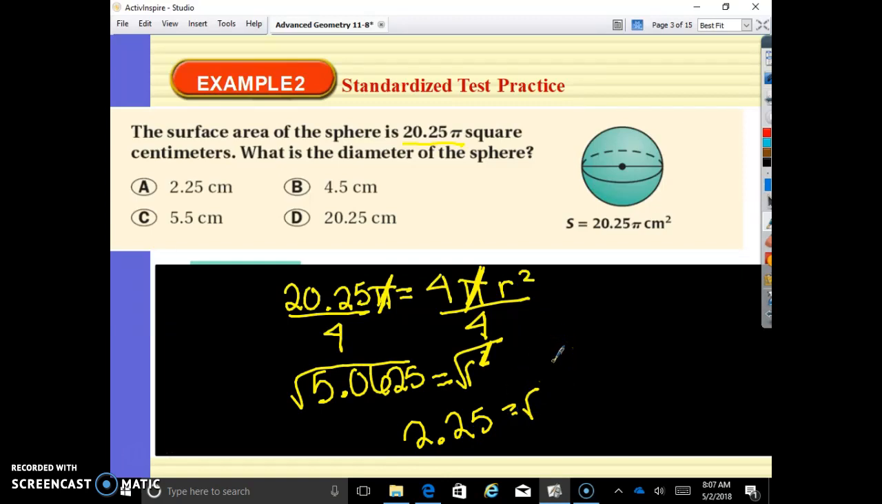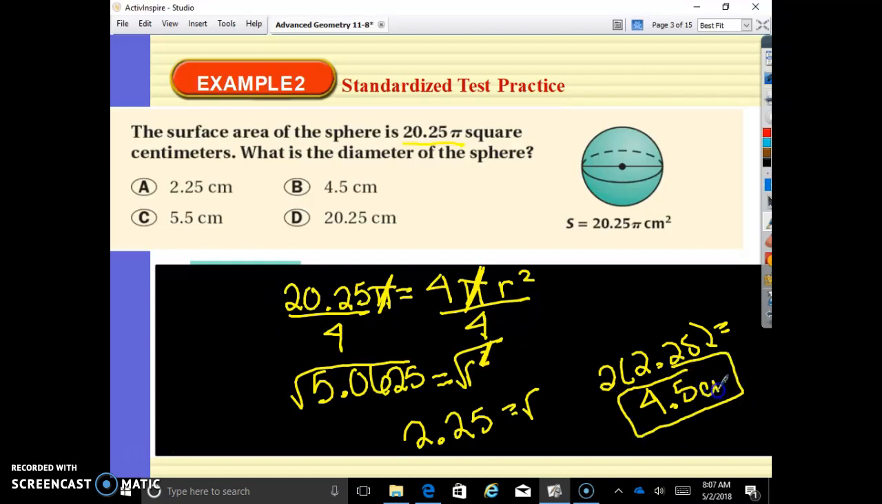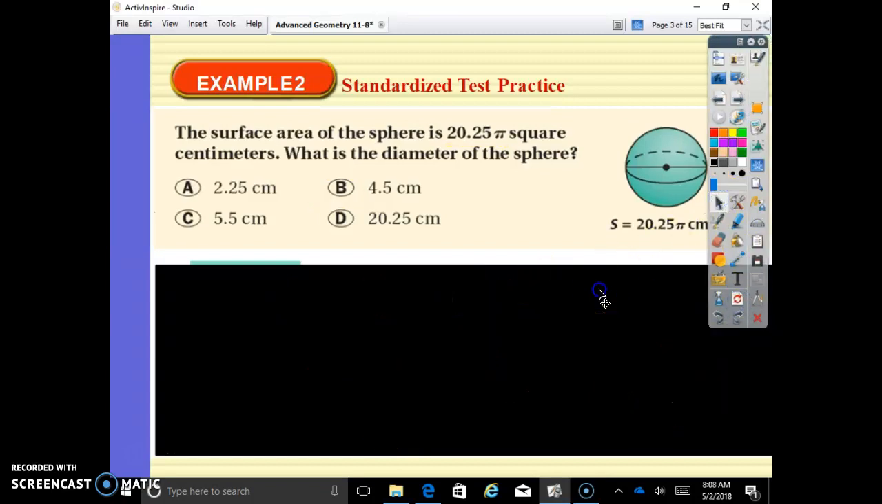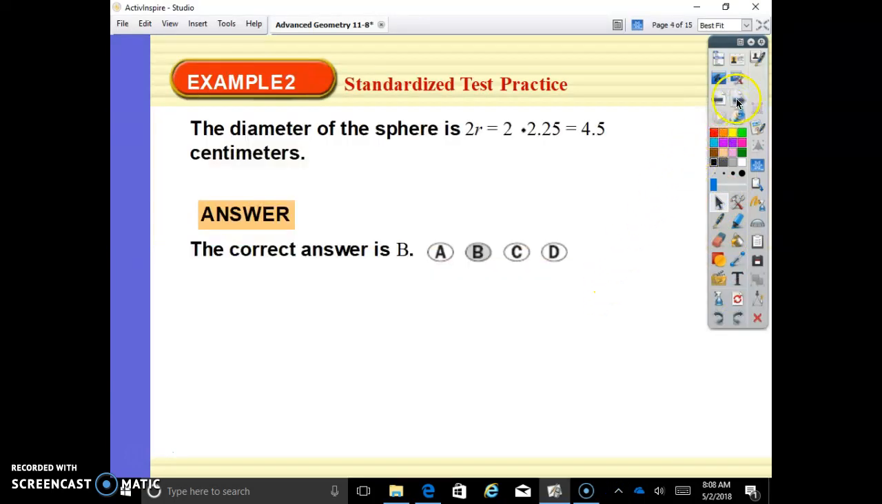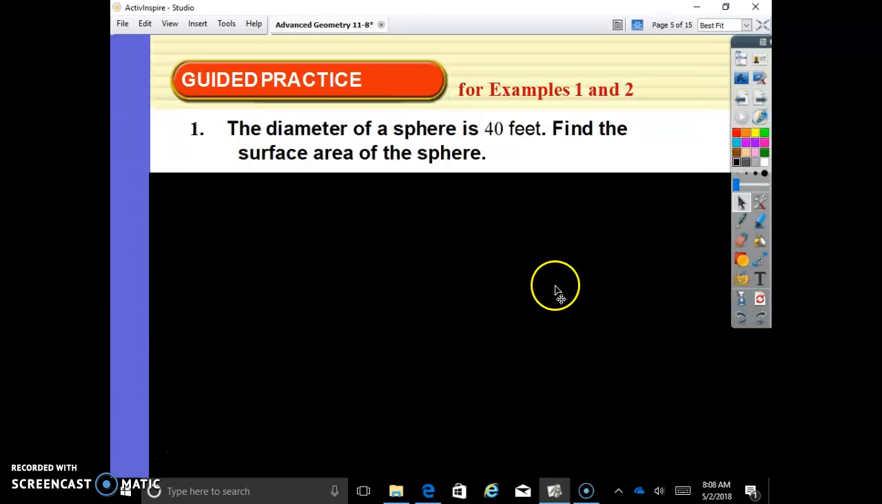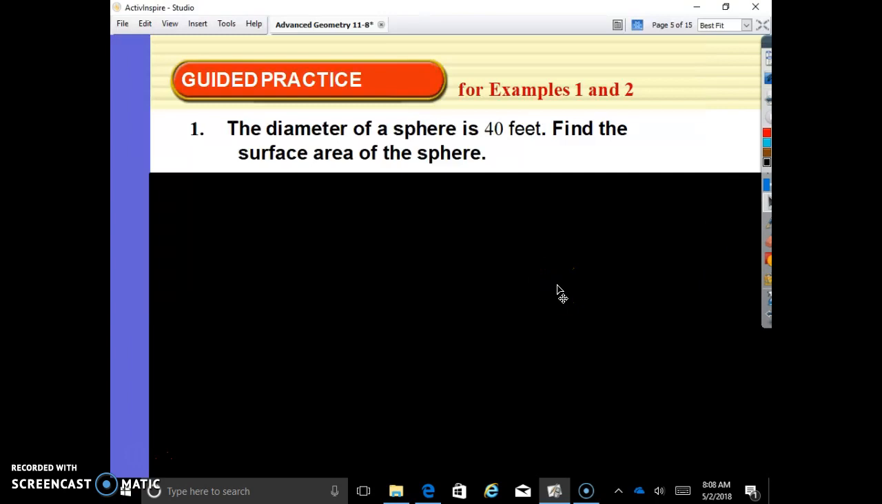If our radius is 2.25, what is our diameter? Our diameter is twice the radius, so it would be 2 times 2.25, which is 4.5. So our diameter is 4.5 centimeters. All right, so the diameter of a sphere is 40 feet. Find the surface area of the sphere. I'm going to pause the video and give you guys an opportunity to try this one on your own.